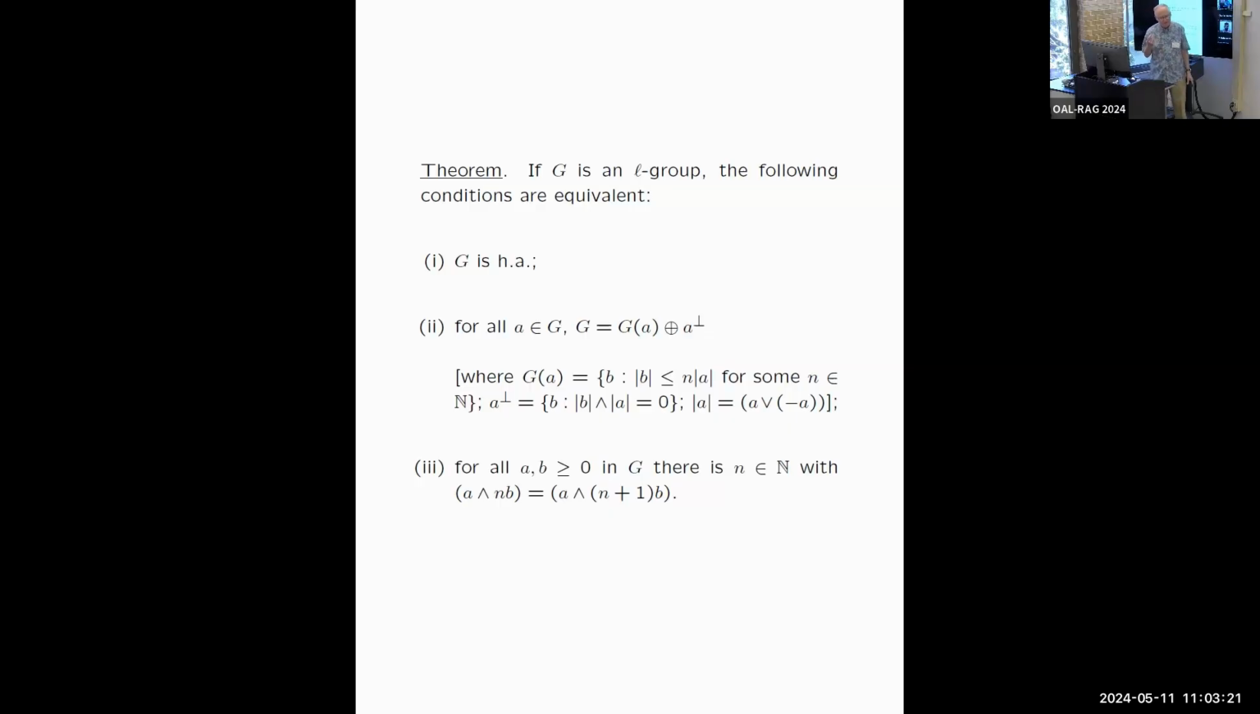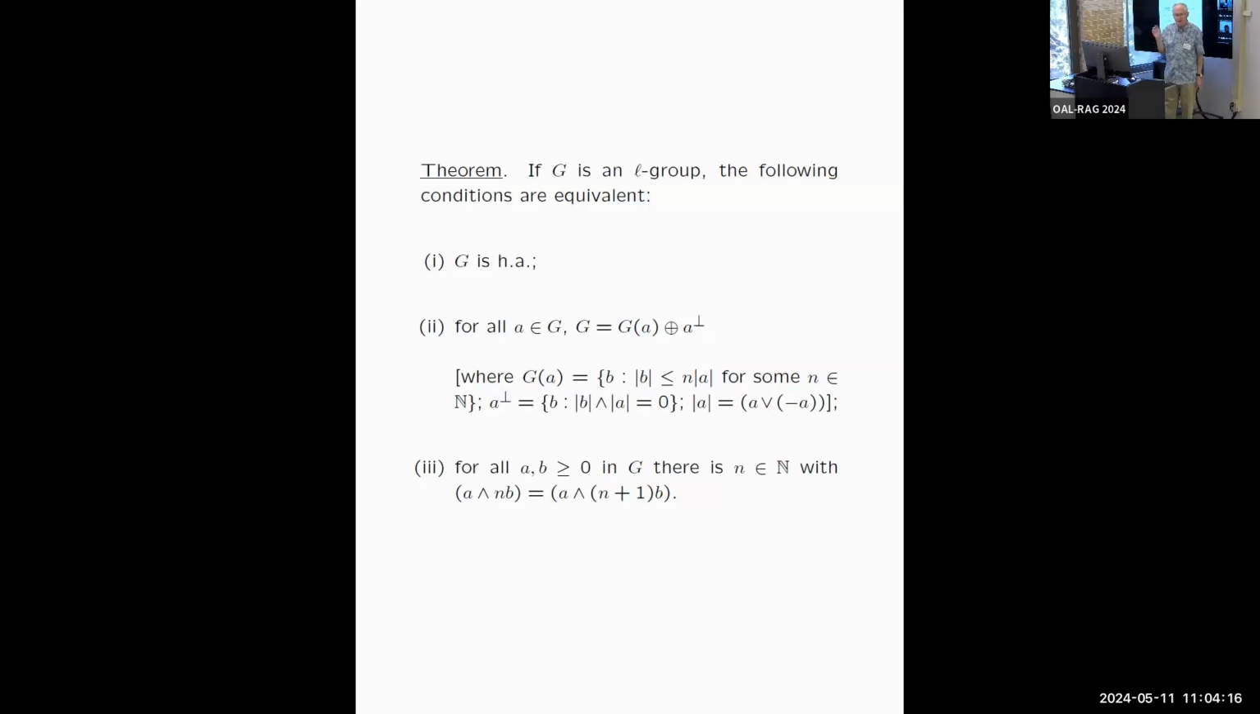It turns out it's the set of all elements bounded in absolute value by multiples of the absolute value of A. What is absolute value? Well, it's defined in a natural way as A joined minus A. And in an L-group like C of X, the continuous real valued functions on the topological space X, that definition will give you what you think it should: the absolute value of a function. So that's G of A. A perp is the set of all elements, as we say, disjoint from A, meaning that the absolute value of this element meet the absolute value of A is 0. And in C of X, these would be functions whose supports are disjoint from the support of A.